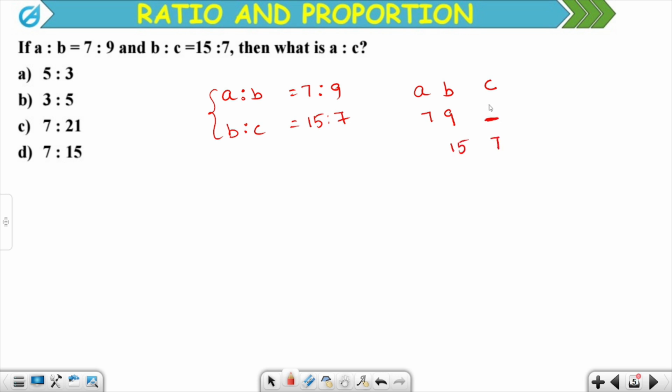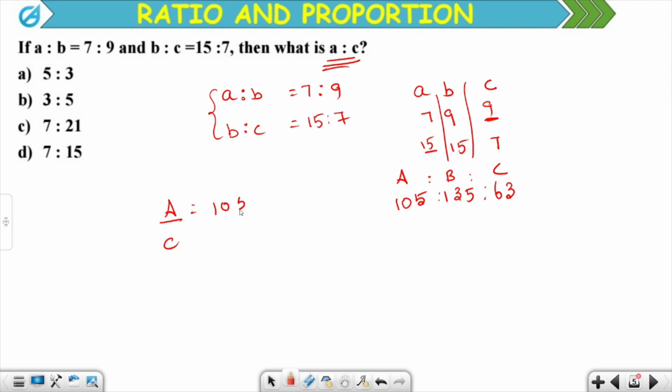So here which number do I want to write? 9. Here which number do I want to write? 15. Now 15 into 7, how much will you get? 105. 15 into 9, 135. 9 into 7, 63. But they are asking you to find the ratio of A and C. So this ratio is A is to B is to C, but we need only A and C. What is the value of A? 105. What is the value of C? 63. Can I cancel 105 and 63?